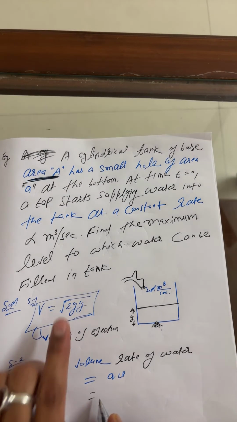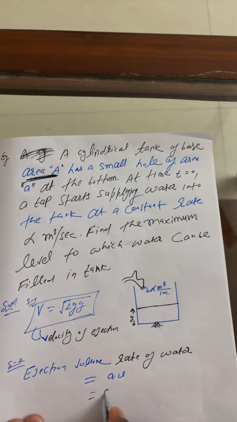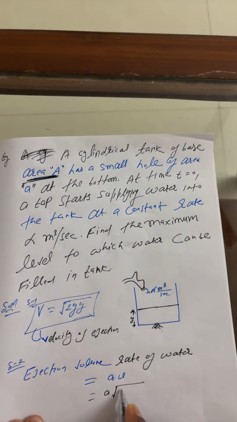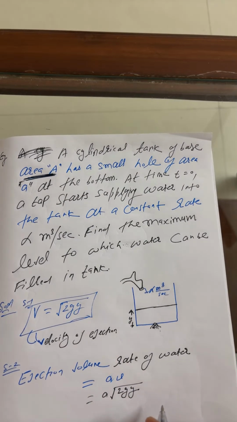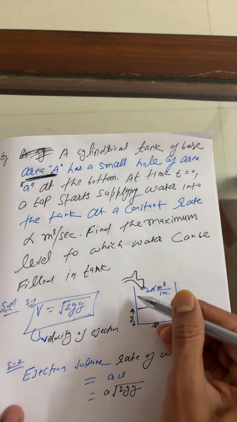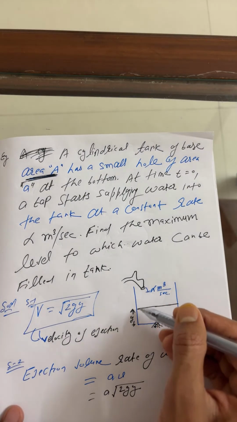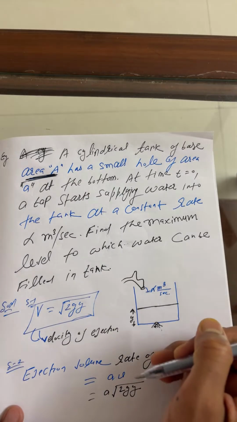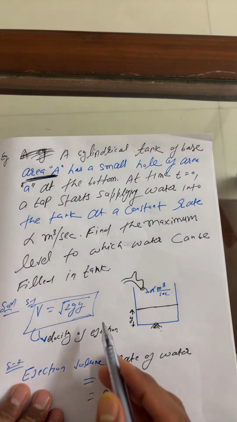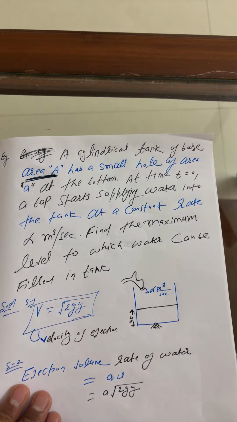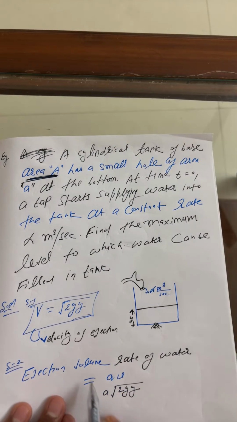Student, A and V we already found. So A into beta, this is 2Z into Y. Now I can see the water level. The water level in the tank will become constant when the water supply rate equals the outflow volume rate that you already found.